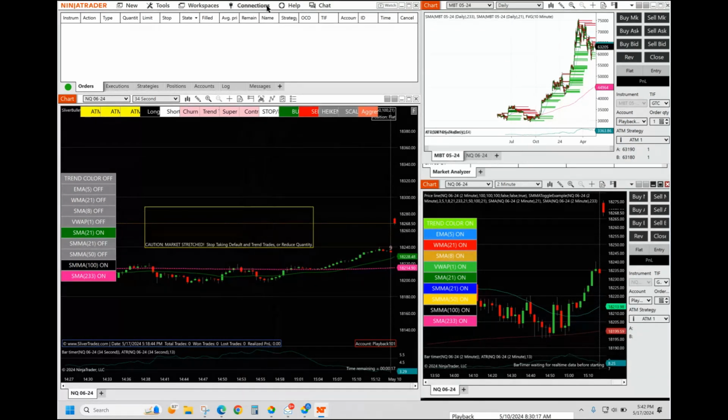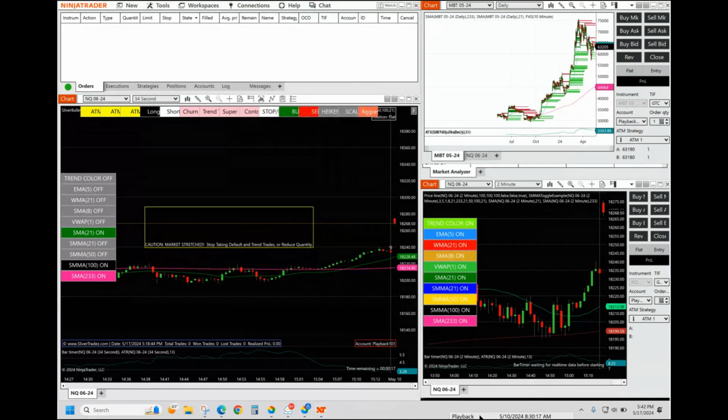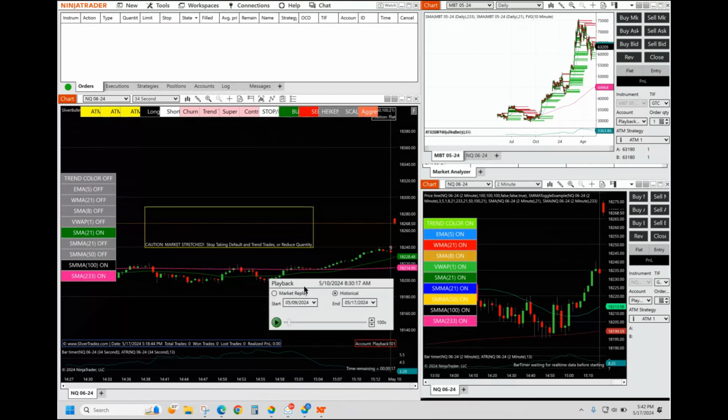And now from connections, I select playback. Click on continue, as I showed you. And once I do that, if the data has been downloaded for the date range, this small window will come up. You can drag this bar anywhere to select the time that you want.